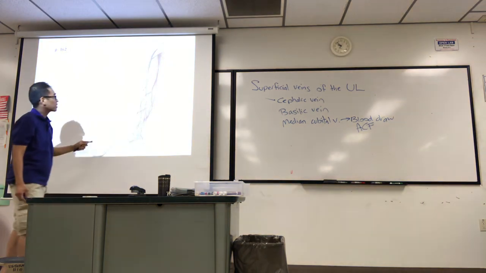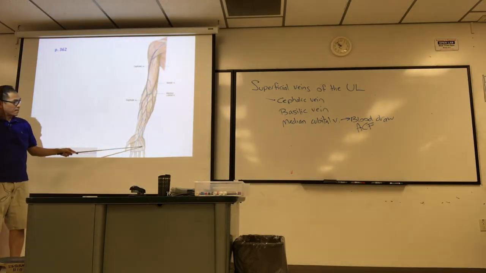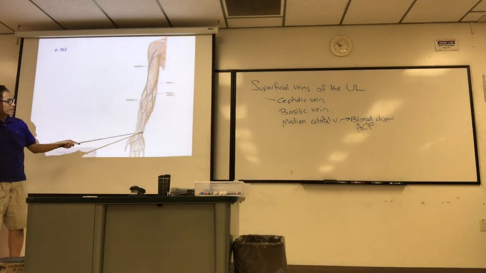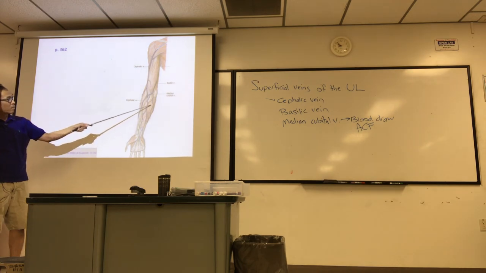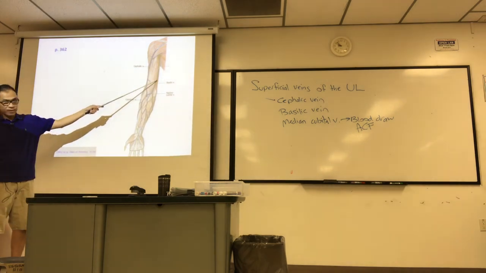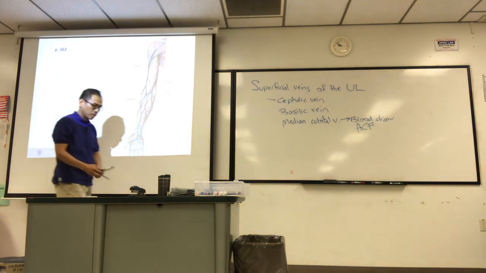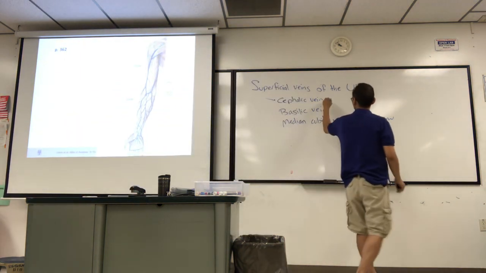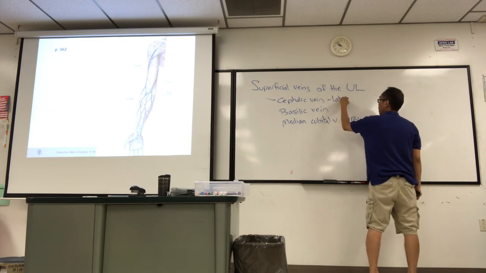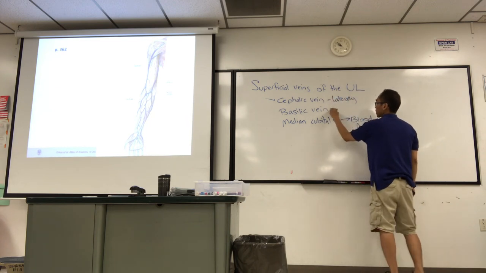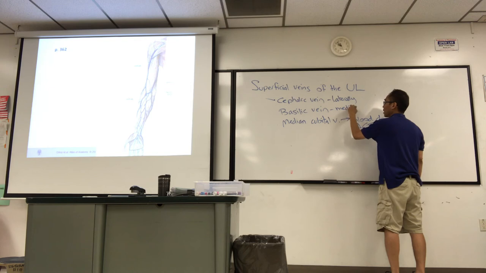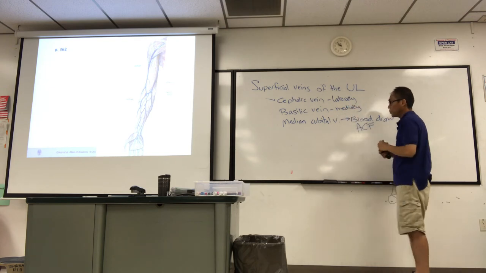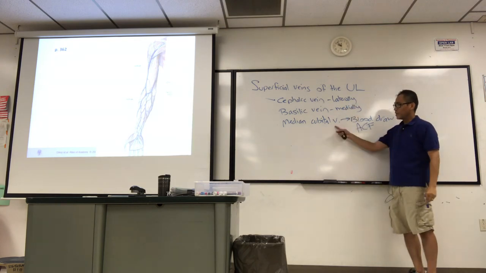Okay. Here's basilic on the medial aspect. It's going to start in the back of the hand on the pinky side. It's going to run all the way back there. That's basilic. So, cephalic laterally, basilic medially. The two actually connect, the median cubital.